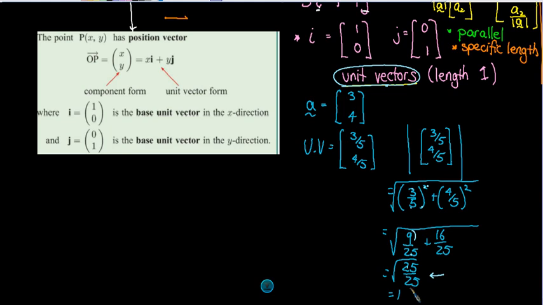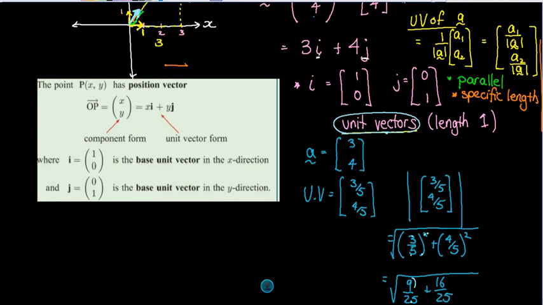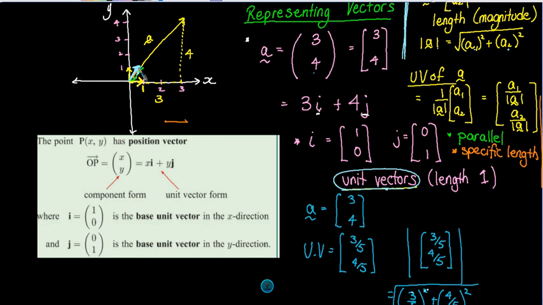25 divided by 25 is 1. Square root of 1 is 1. So yay, that is now a unit vector that is in the same direction as A.